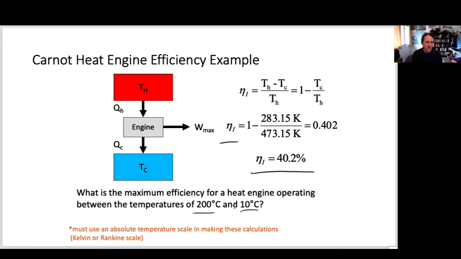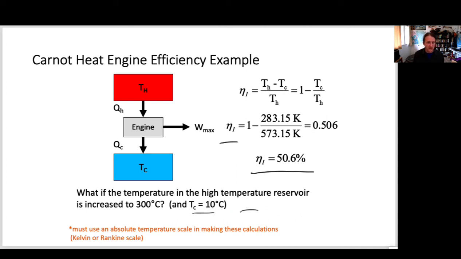Now, what can we notice here? One thing that we can notice is that the ratio of cold to hot is one of these limiting factors. So the closer together the hot and the cold side are, Tc divided by Th is going to be closer and closer to 1, which is going to push down our maximum efficiency. If cold and hot are really far apart, our efficiency can be better.